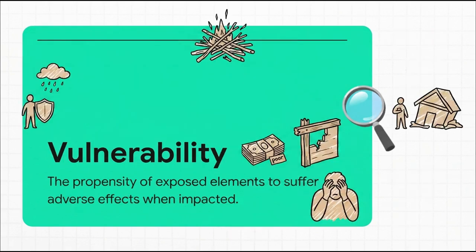And finally, we have vulnerability. This is defined as the propensity of exposed elements to suffer adverse effects when impacted. Remember the dry tinder? This is it. Vulnerability is all about the existing weaknesses, the poverty, the lack of coping capacity, or just flimsy infrastructure that allows the hazard to actually cause serious harm. Now, to be vulnerable, you do have to be exposed, but, and this is absolutely vital to understand, being exposed doesn't automatically make you vulnerable.